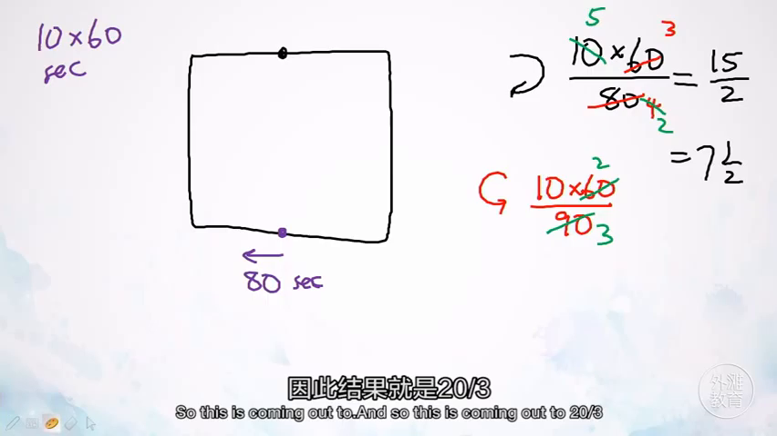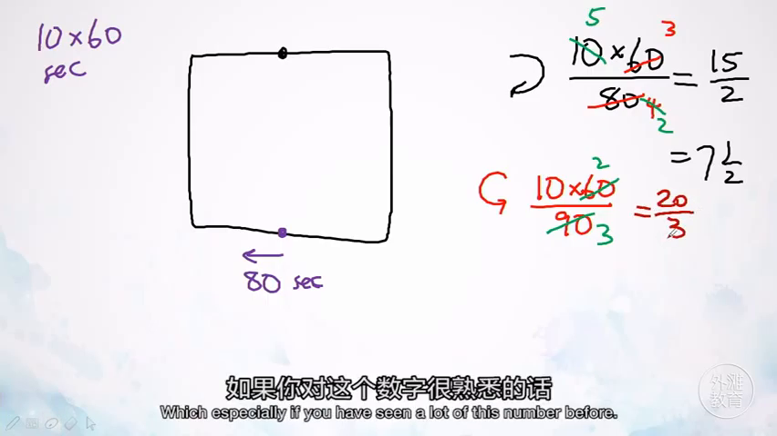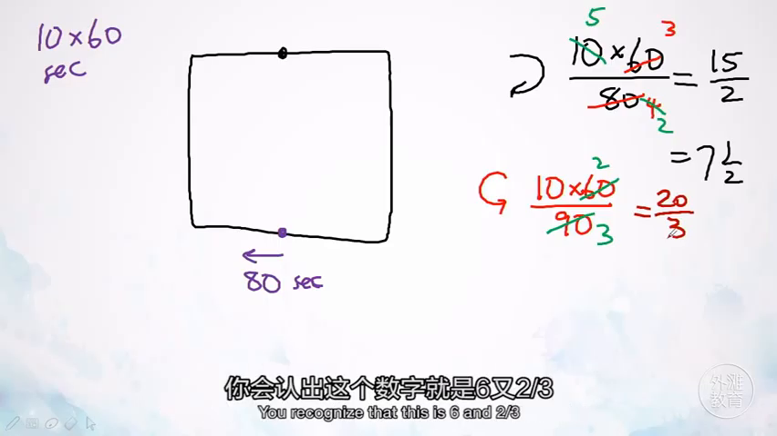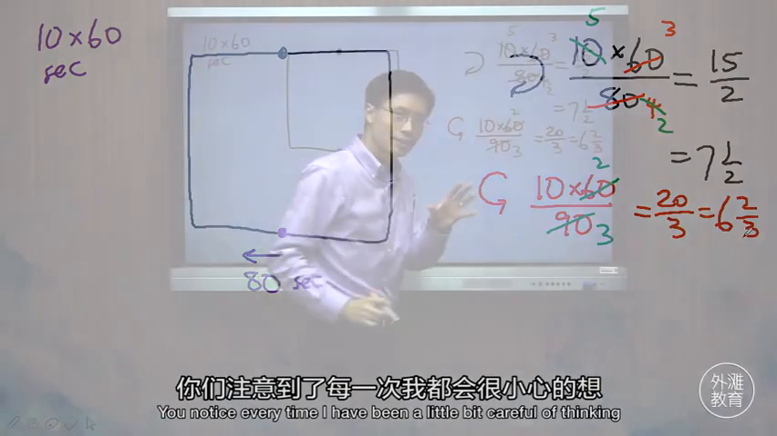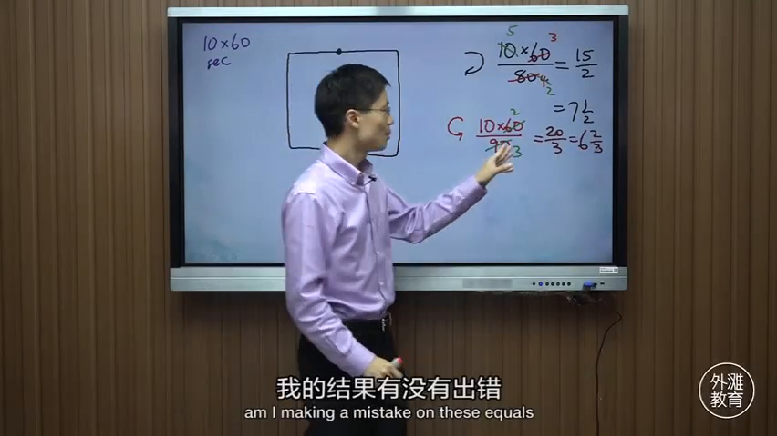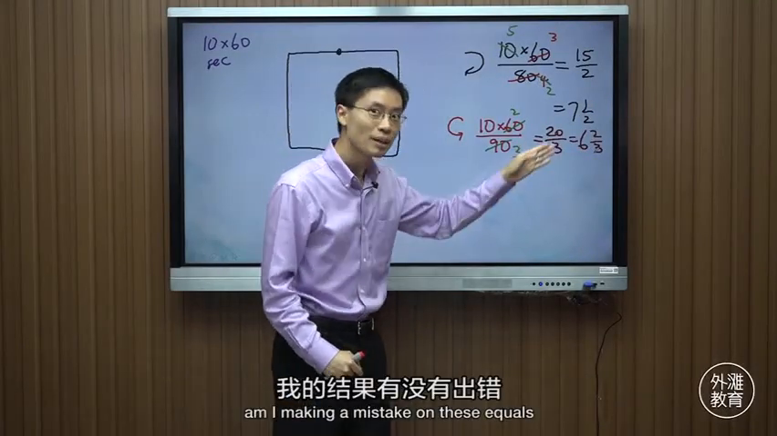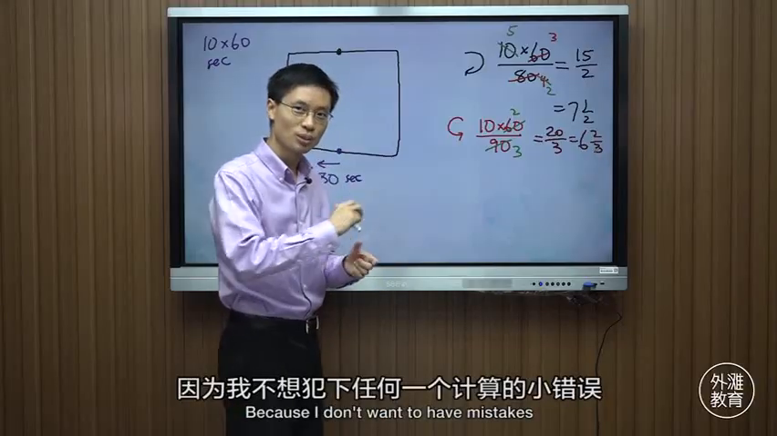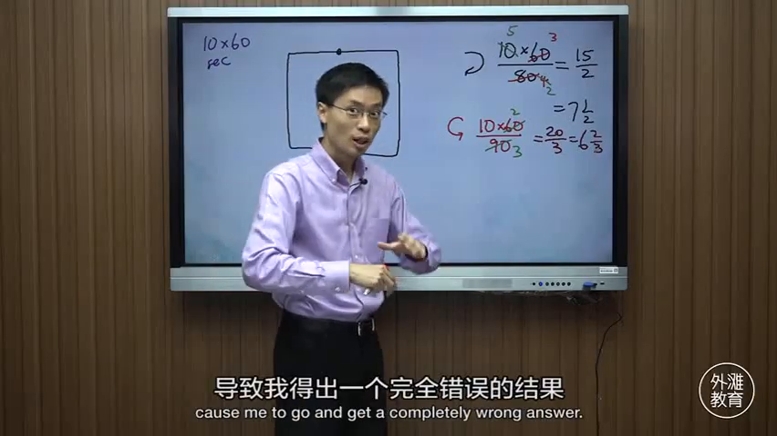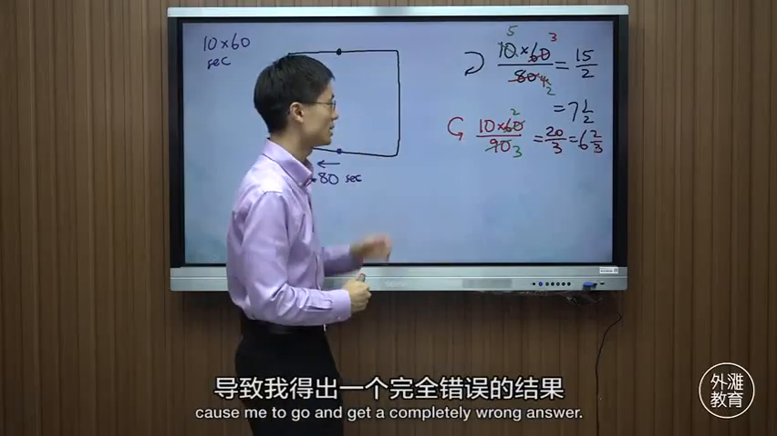And so this is coming out to 20 divided by 3, which, especially if you've seen a lot of these numbers before, you recognize is 6 2/3. You notice every time I'm being a little bit careful and thinking, am I making a mistake on this equals? Because I don't want mistakes to cause me to get a completely wrong answer.